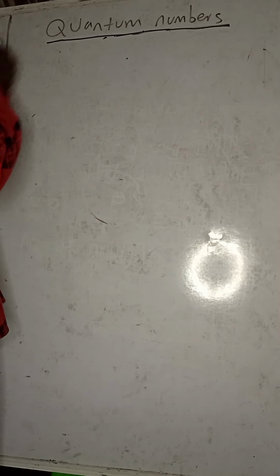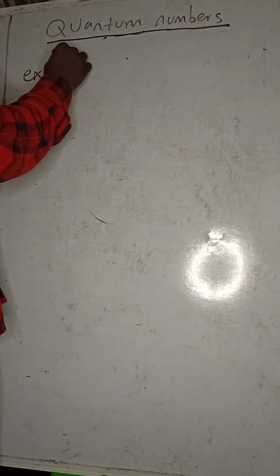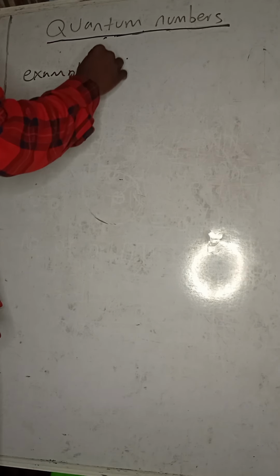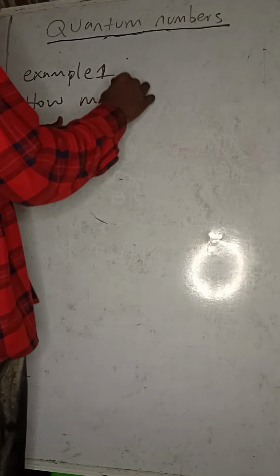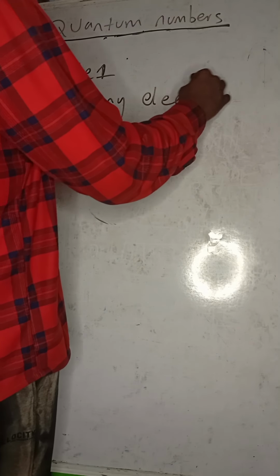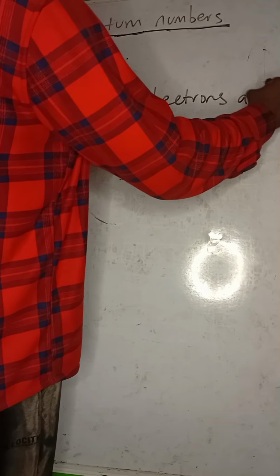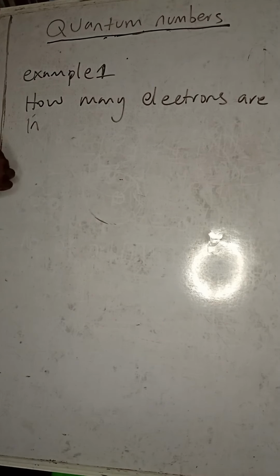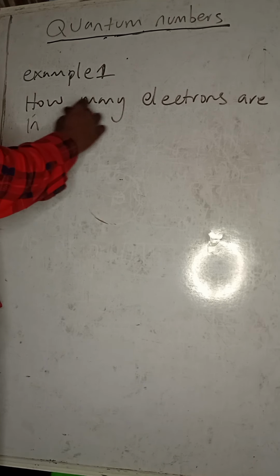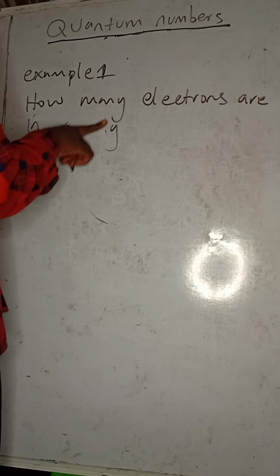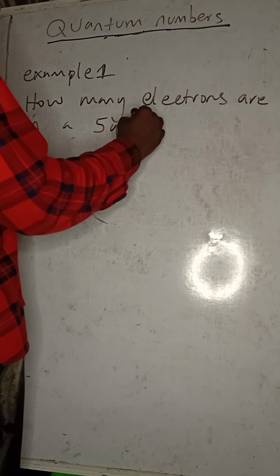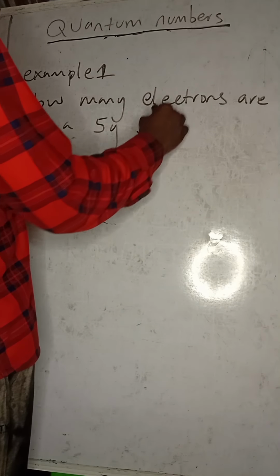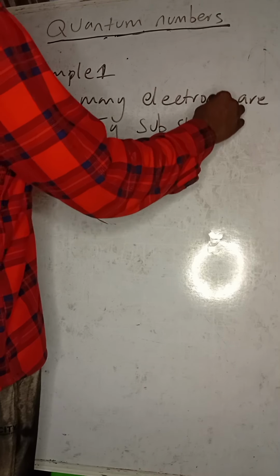I was going to look at example one. For example one, I want to ask: how many electrons are in a 5G subshell? So I'm going to quickly try this one.